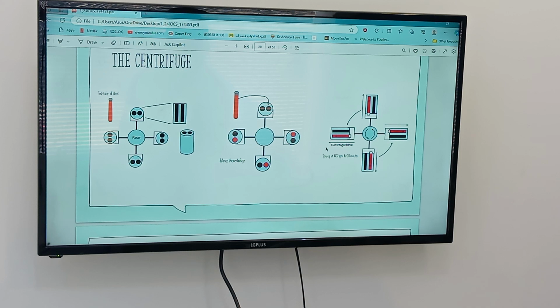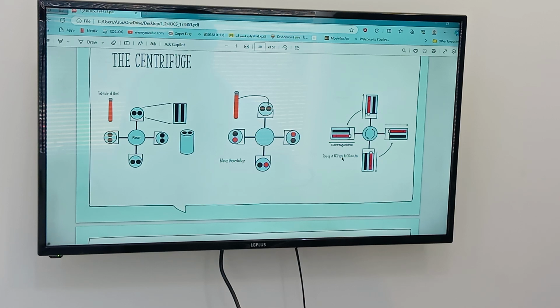When the rotator is working, the test tube will be like here, under centrifugal force. Look, for 30 minutes to make centrifugation for the blood, we have to balance the same amount.